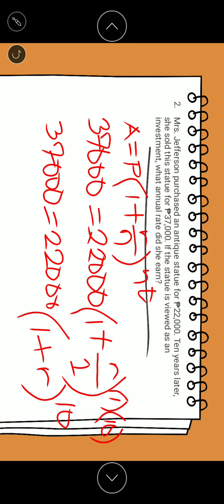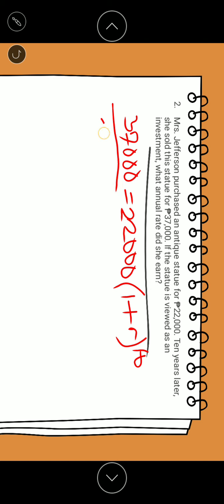Next, to remove the 22,000, that is to proceed to the next step of the solution, we need to divide both sides by 22,000. So we put 22,000 here, and on the other side, 22,000. We cancel this out since pareho sila ng value, and kahit i-divide mo sila is 1 pa rin na maging resulta and maging invisible pa rin siya. So ang natira na lang sa atin is 37,000 over 22,000 equals 1 plus R to the power of 10.